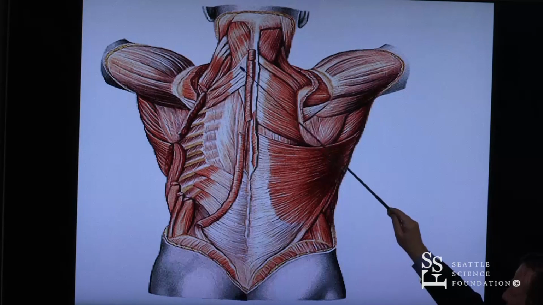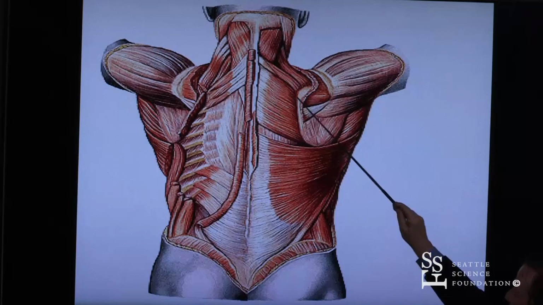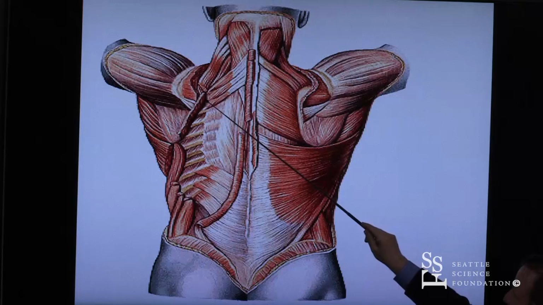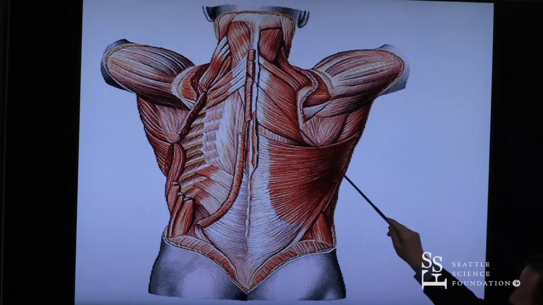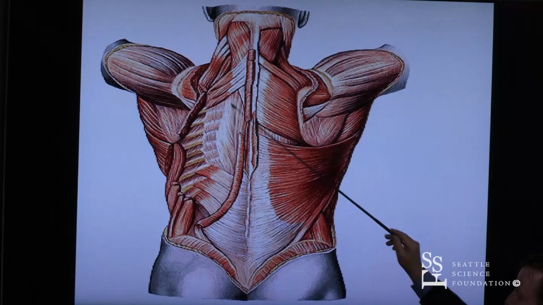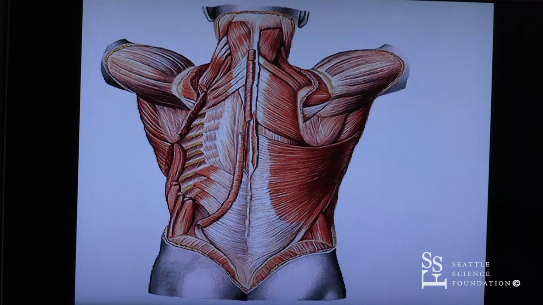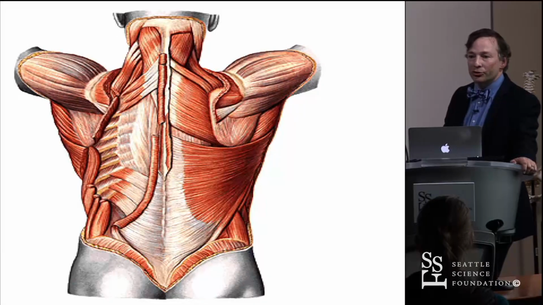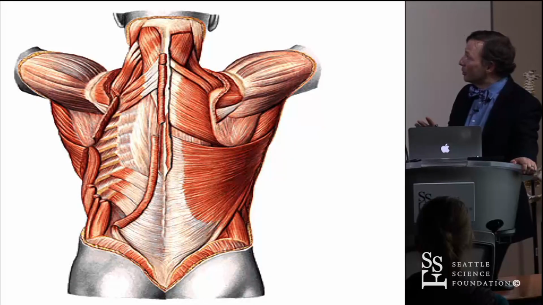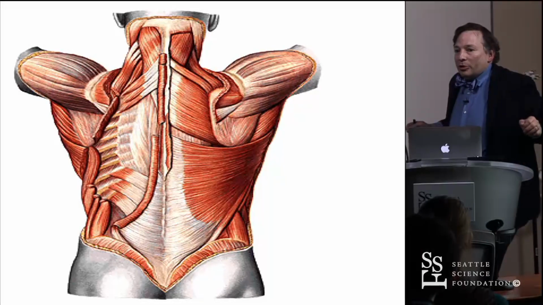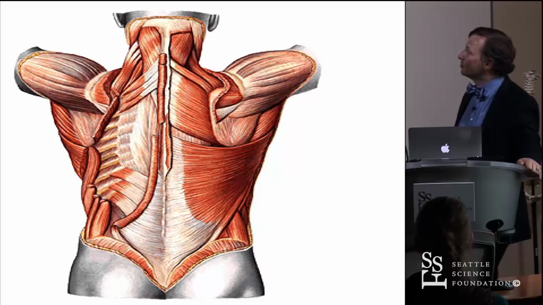Our rhomboid minor, we see from C7 or T1 over to the medial or the vertebral edge of our scapula. And then just below that, the larger rhomboid major. These two muscles innervated like the levator scapula by the dorsal scapular nerve, which is a branch of the upper trunk of the brachial plexus. And those three muscles collectively, levator and the two rhomboids, will retract the scapulae and then elevate the scapulae.